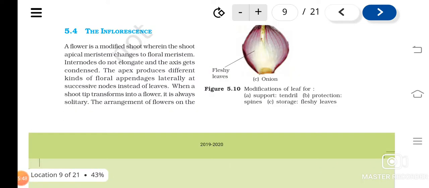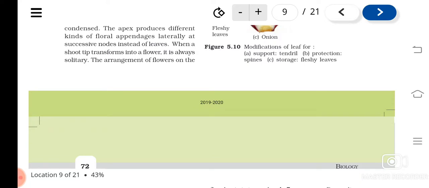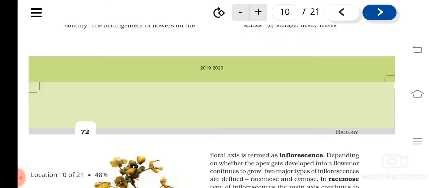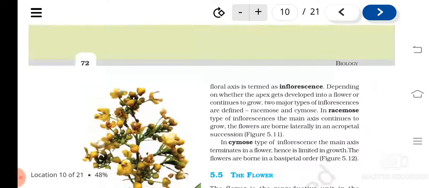We have also seen about the inflorescence. So inflorescence is what? It's a group of flowers, to attract the insects, or to become more attractive. Sometimes a lot of flowers will get arranged on the floral axis, and that is known as what? Inflorescence. And mainly there are two types of inflorescence, racemose and cymose.